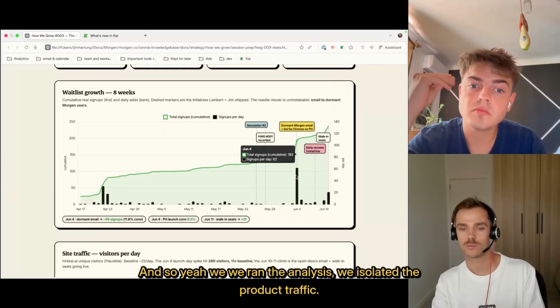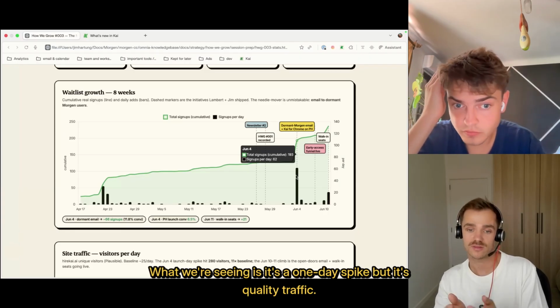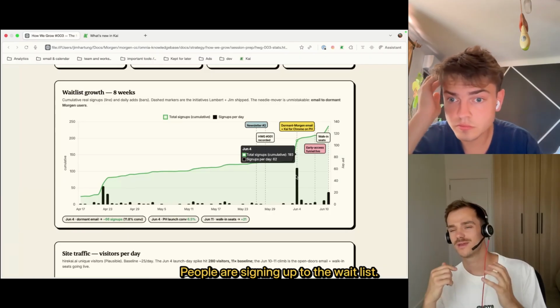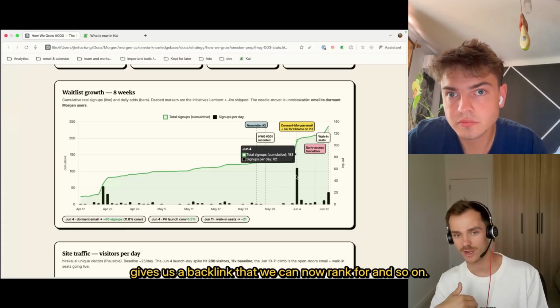And so we ran the analysis. We isolated the Product Hunt traffic. What we're seeing is it's a one day spike, but it's quality traffic. People are signing up to the waitlist, and it also gives some more authority to the page, gives us a backlink that we can now rank for, and so on.